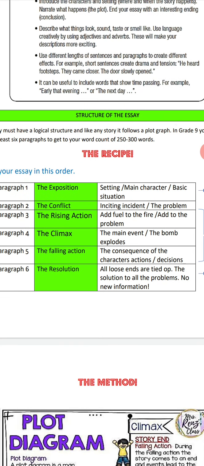Paragraph number 3 is the rising action. The conflict is giving birth to a lot of events. Something happens and as a result of that something more happens. So cause and effect is going on. So add fuel to the fire, add to the problem.